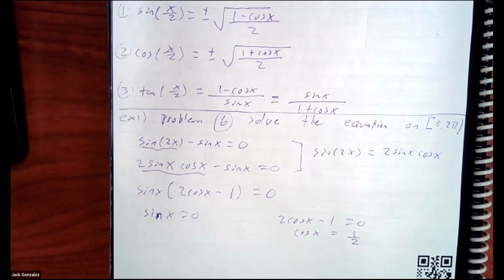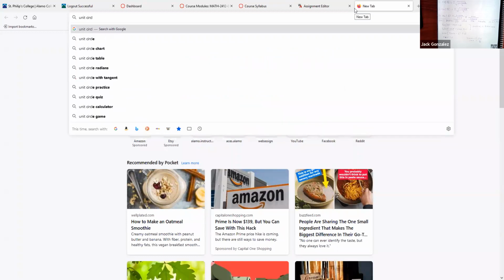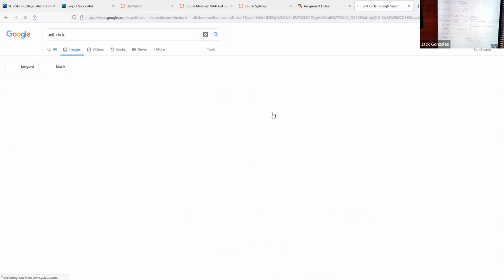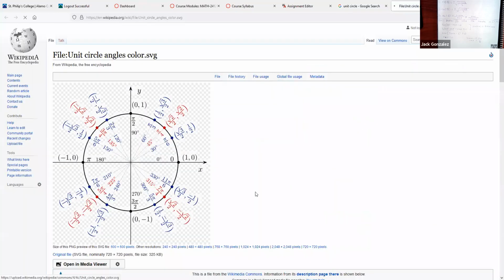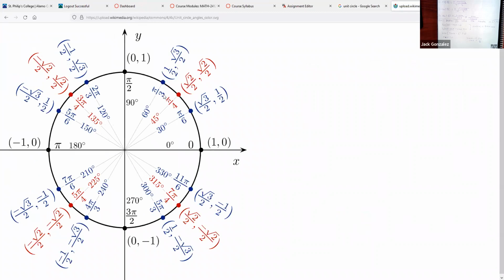You don't have your circle. We can Google it, I guess. So the y is 0 at 0, right? Sine is 0 here. So that means that one of the answers or solutions, x, has to be 0. Okay. Now, where is cosine 1/2?